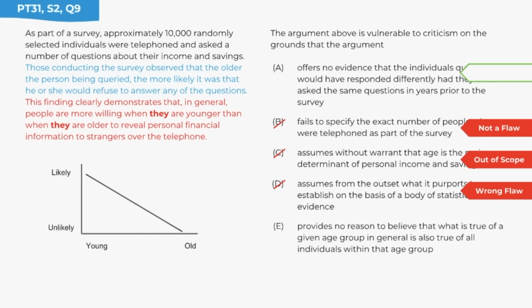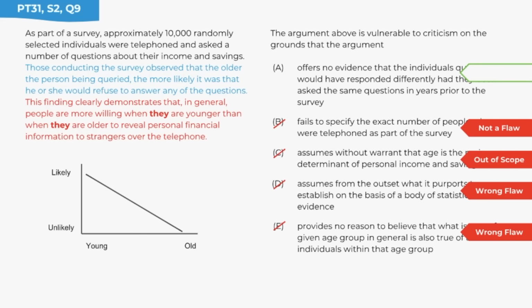Answer choice E says, provides no reason to believe that what is true of a given age group in general is also true of all individuals within that age group. So this again is describing an error of reasoning that's very common on the LSAT. It's about parts to whole. What's true of the individual member of a group isn't necessarily true of the group itself. What's true of the group itself isn't necessarily true of any individual member of the group. But parts to whole isn't what's going on here. Right? This is simply describing the wrong flaw. So we can eliminate answer choice E, and that brings us back to A.